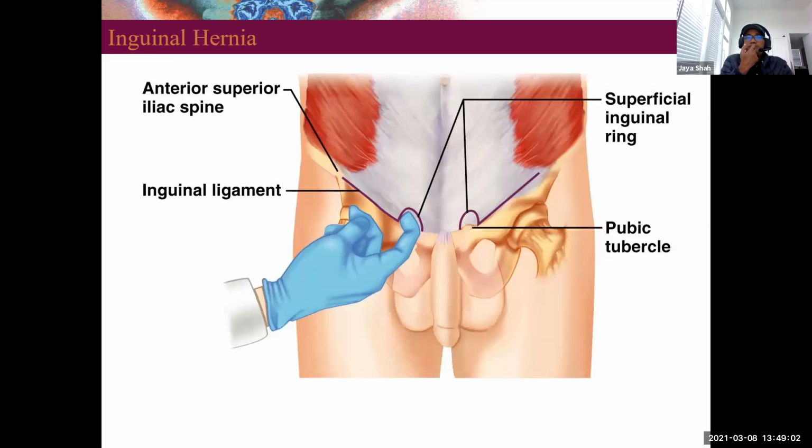This is the pubic tubercle here and superficial inguinal ring. These rings are closed before birth, but in some people they are intact. And if the anterior muscles are weak, then abdominal content can easily pass through this, and that is called hernia, inguinal hernia. You see here, doctor is feeling the hernia after asking the patient to cough so they can feel the bulge of herniated organ.